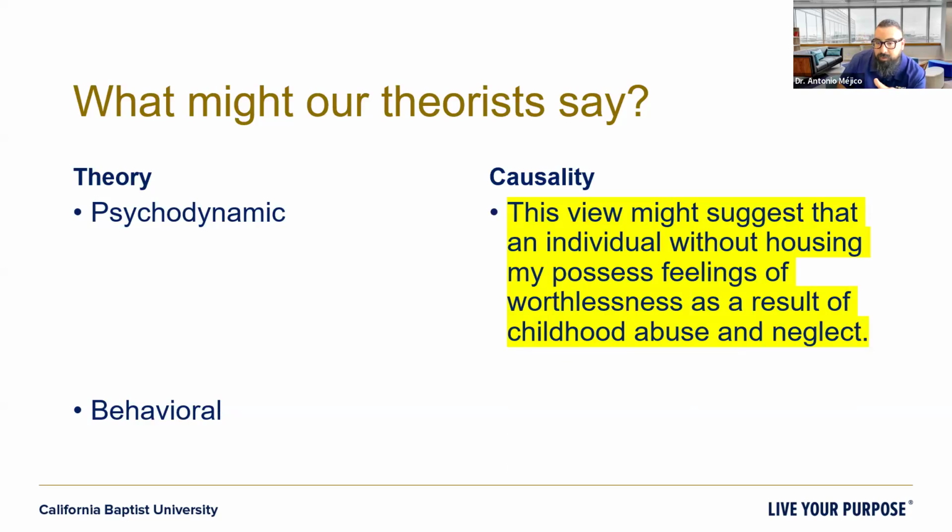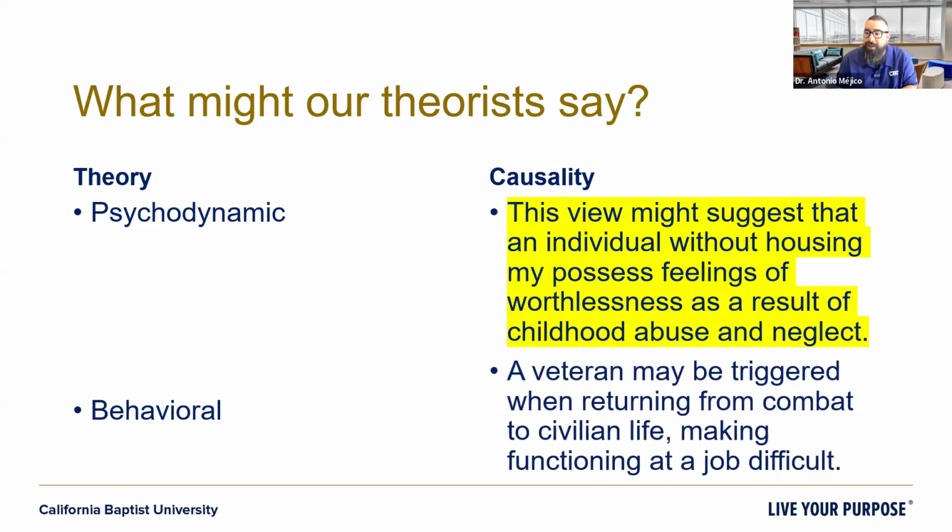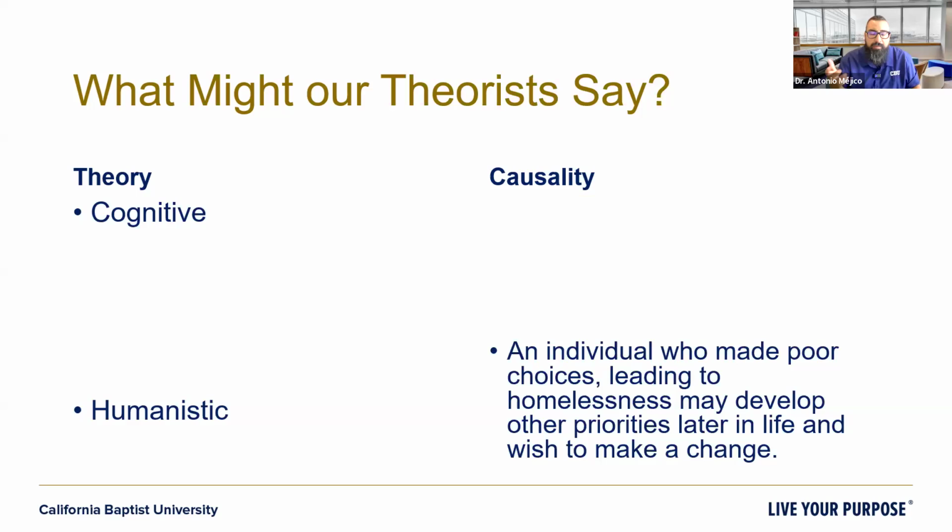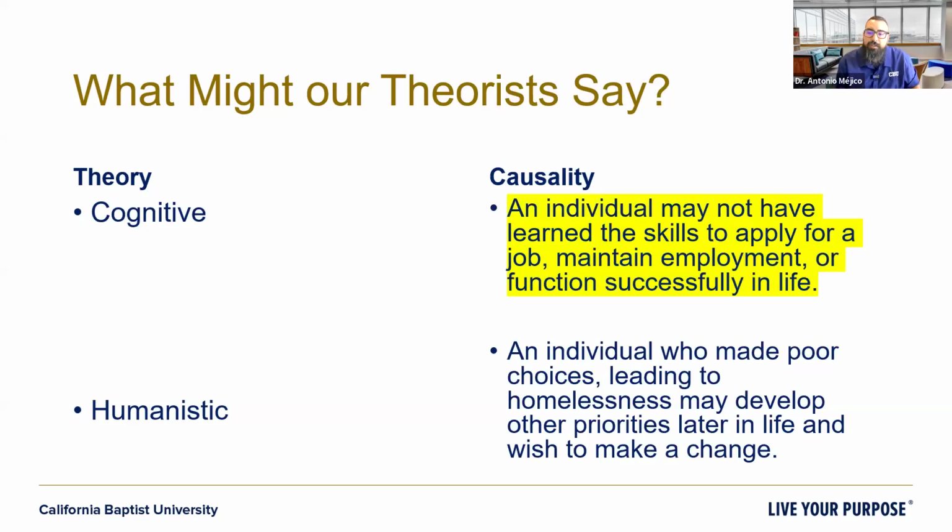So a psychoanalyst would say that an individual without housing may possess feelings of worthlessness as a child. They may say, look, they were abused and neglected as a child. They were never able to cope with that. And so they had a hard time adjusting later in their lifespan, into middle adulthood or adolescence. And as a result, they may find themselves in that situation. A cognitive theorist may say an individual may not have learned the skills to apply for a job, maintain employment, or function successfully in life.